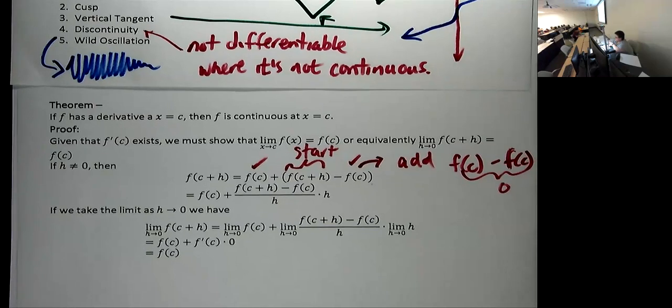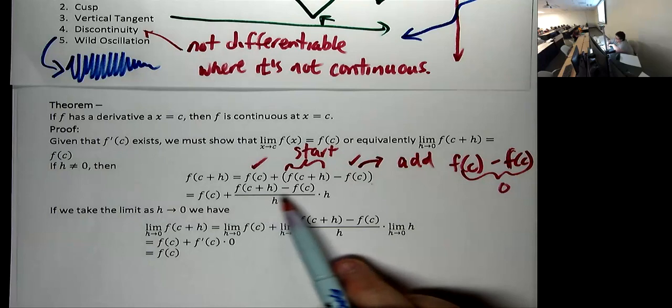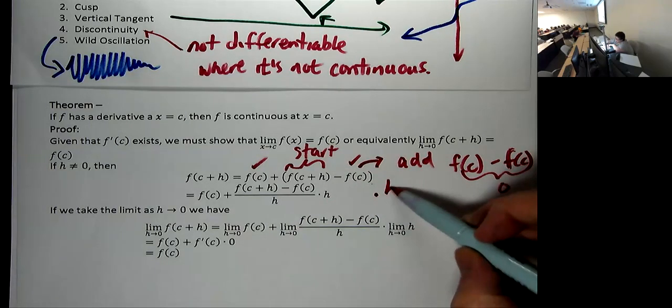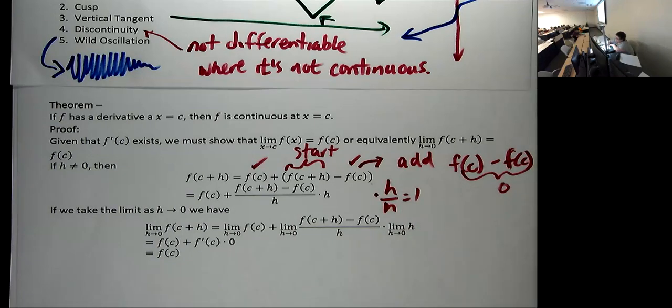Nothing's been added, nothing's changed. And then I group them up and I do the f of c plus h minus f of c. I do this times h over h, which is 1. So I'm not changing anything there. But now I'm set up with a nice little limit property. I can do the limit of this part, I can do the limit of this part, and the limit of this part.